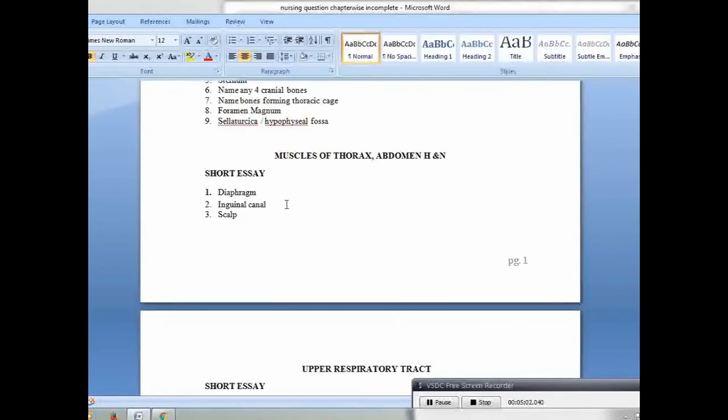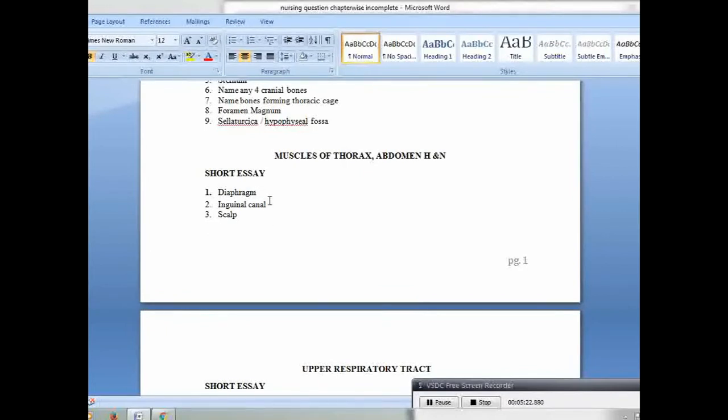Here, diaphragm. You need to mention the muscle diaphragm, the thoracoabdominal diaphragm. So here you need to mention the origin and insertion of the diaphragm. Origin is from different parts, and insertion is to the central tendon. You need to mention the different foramina, the nerve supply of the diaphragm, and the action of the diaphragm. It is one of the main respiratory muscles, right?